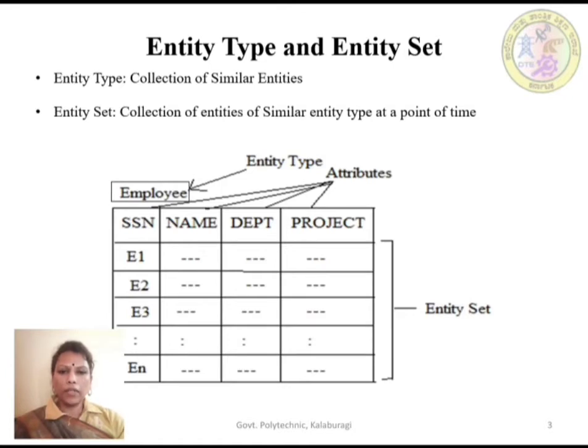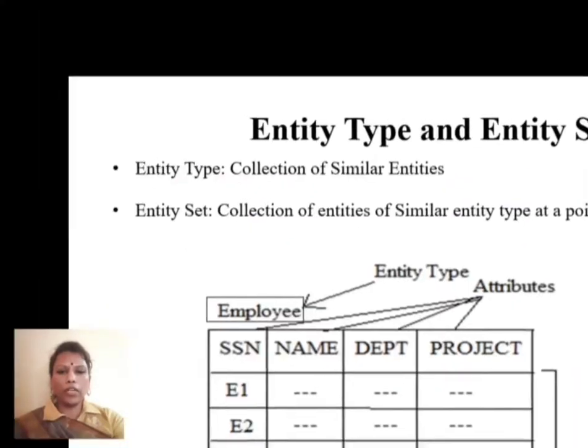Entity type is a collection of similar entities. Students, in the previous session I have explained entities. What are entities? Entities are the real world objects. In that we have seen employee as an entity, car as an entity, book as an entity. Here I have taken employee entity for an example. See this diagram. Here we are having employee entity.